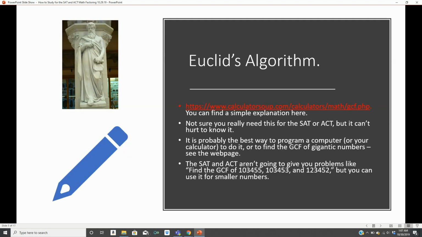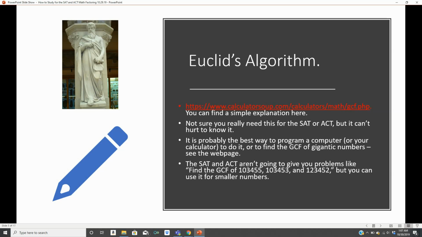Euclid's algorithm. Okay, here it is again. Calculatorsoup.com/calculators/math/GCF or greatest common factor.php. You can find a nice explanation there if you have trouble following this explanation.